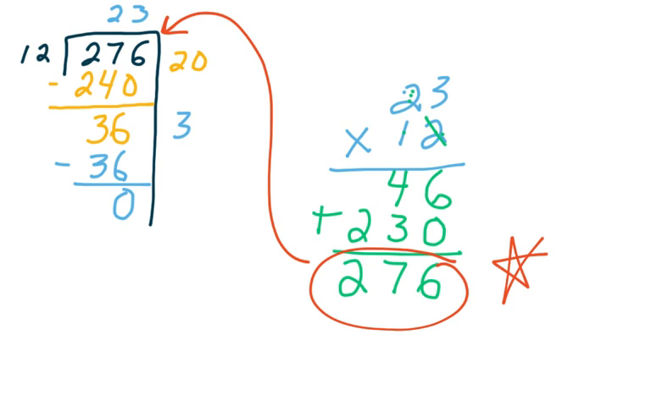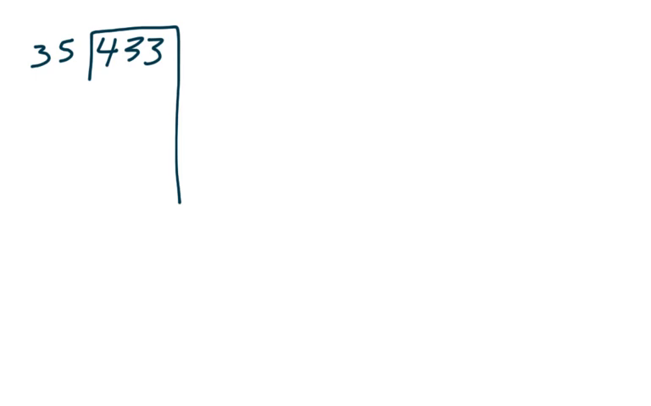Next, we're going to try it with a remainder. In this example, I can tell I'm going to have a remainder because this 5 does not relate to this 3 in any way. We know that multiples of 5 always have a 5 or 0 in the ones place, so there's definitely going to be a remainder. All right, I'm going to work with friendly multiples of 35. I know that 10 times 35 is going to give me 350, and that's a great place to start because that's a big chunk of 433.